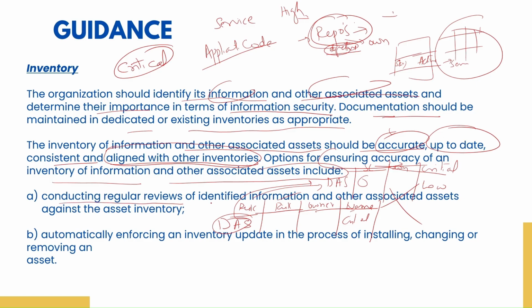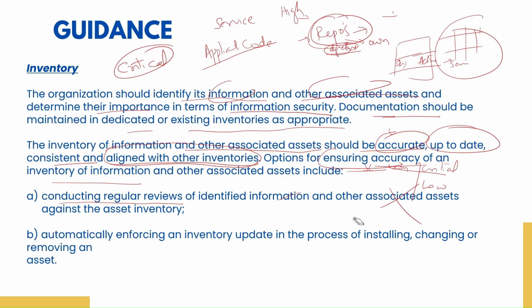Conducting regular reviews. You have to conduct regular reviews of your identified information assets. Whatever assets you have identified, make sure you regularly review the asset inventory, maybe quarterly. It doesn't give you any hard and fast rule saying you have to review it every 6 months or every quarter or every year. All it says is you conduct regular reviews and see whether those assets are still existing, whether the owner is the same, whether the criticality still remains the same.